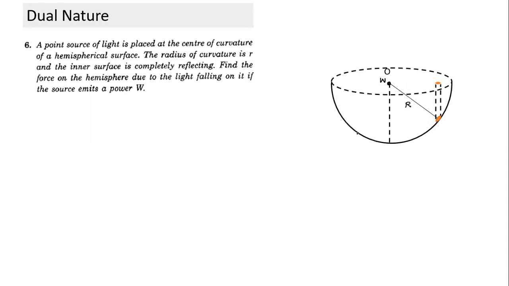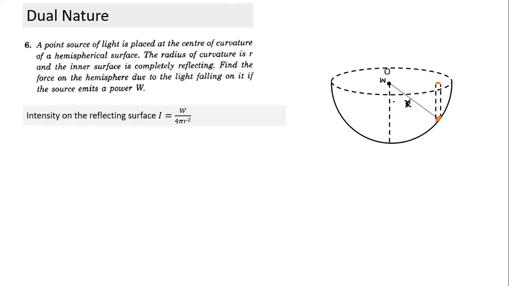And how do we solve this question? One way is to calculate the force on a small element of area. To calculate force, I need to know the energy falling, and for that I need intensity. Since all points on the surface of the hemisphere are at the same distance r from the power source, the intensity will be the same everywhere. So let's first calculate the intensity at a distance r from the power source.